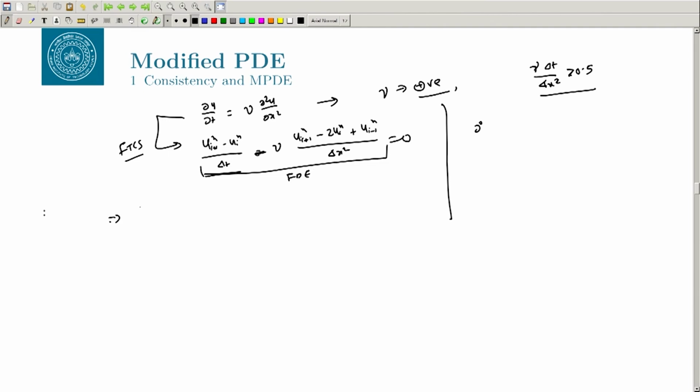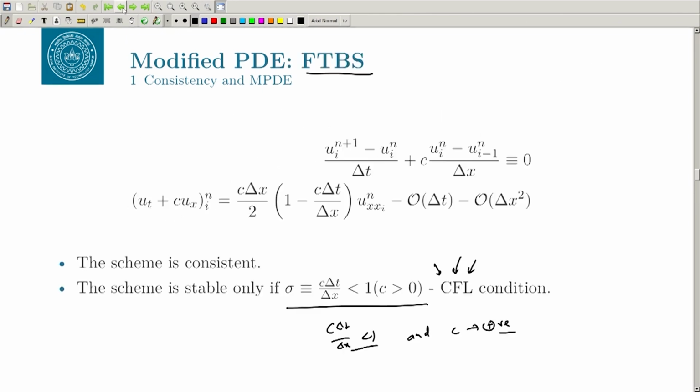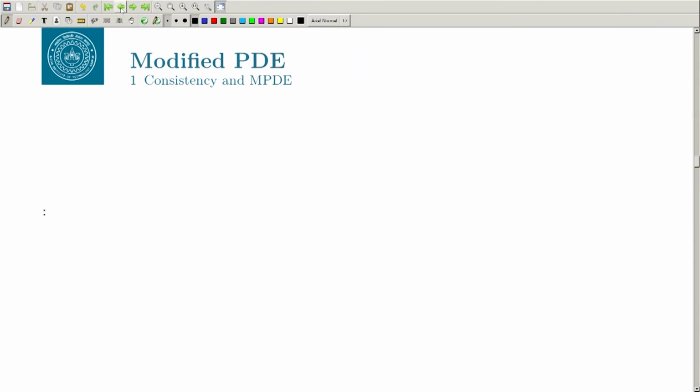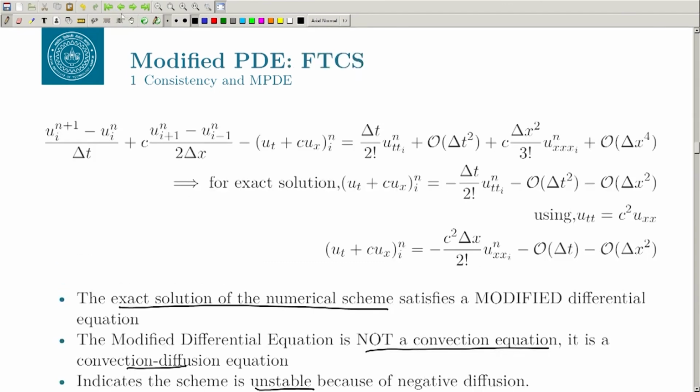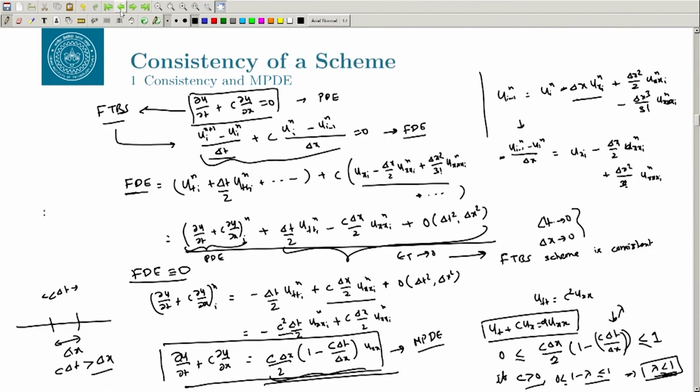Then you can write this as ut at i n, and plus delta t by 2 utt at i n, plus higher order terms. I have just derived that. Let me just see. Okay, plus delta t by 2, not minus delta t by 2.